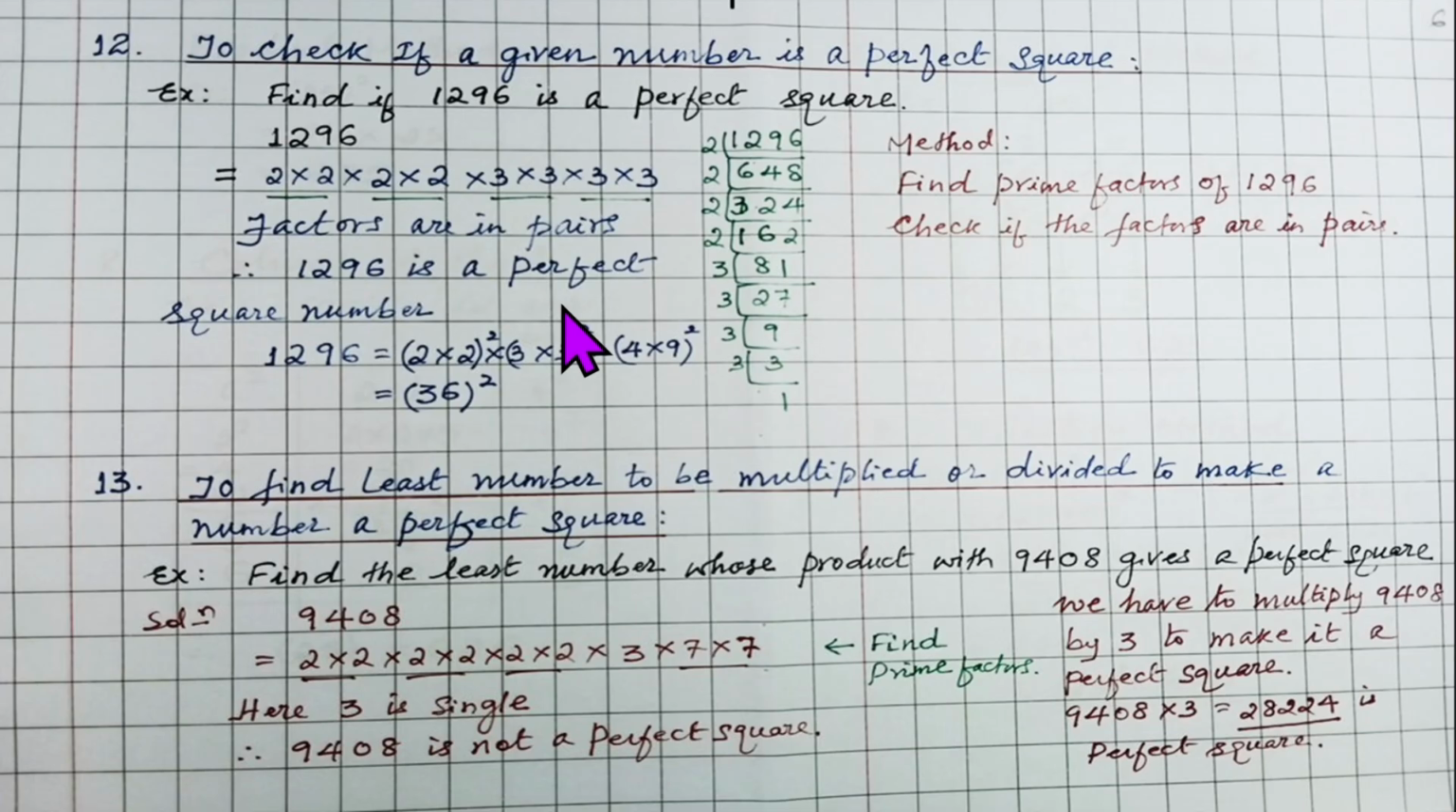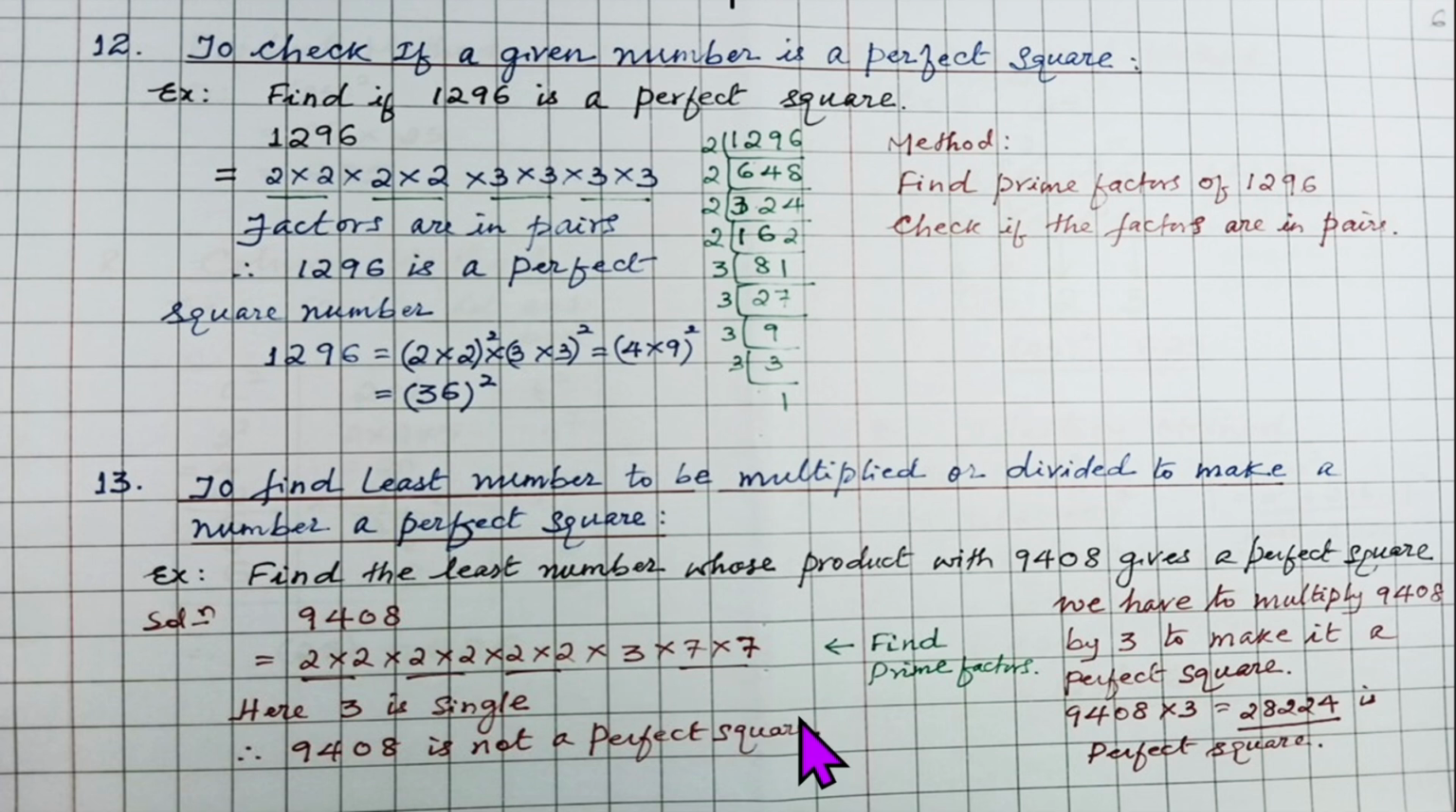Therefore remember, to find out whether a given number is a perfect square or not, just write the prime factors and pair them. If they are in pairs, 100% it is a perfect square. Now, to find the least number to be multiplied or divided to make a number a perfect square. We are given the number 9408. First of all, find the prime factors of this. We get 2 into 2, 2 into 2, 2 into 2, into 3 into 7 into 7. We have 4 pairs here, but 3 is single. If 3 is single, it is not a pair. That means 9408 is 100% not a perfect square.